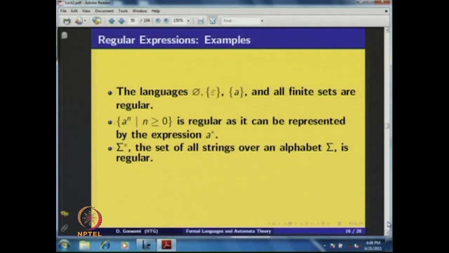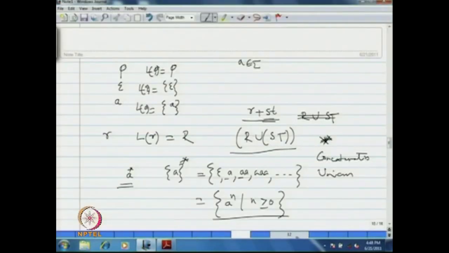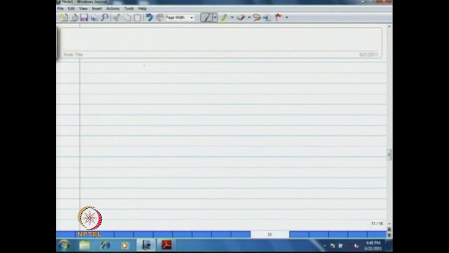Similarly, sigma star, the set of all strings over an alphabet sigma, is regular. For instance, if sigma is the set containing a1, a2 to an, then sigma star can be written as (a1 + a2 + a3 + ... + an) whole star. For example, if sigma equals {a, b}, then sigma star equals (a or b) whole star. So, you can represent it like this. Therefore, sigma star is a regular set.